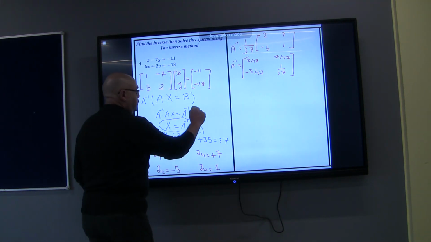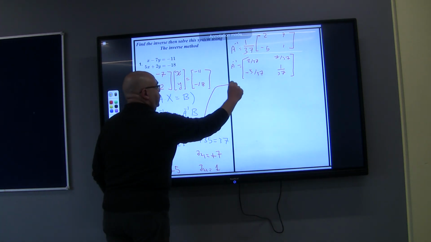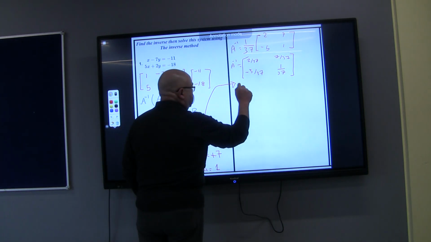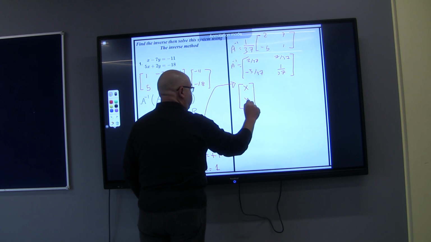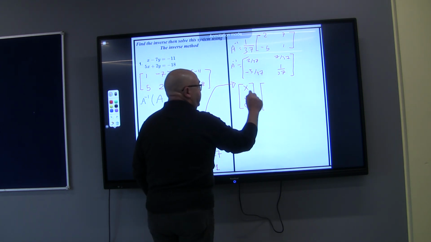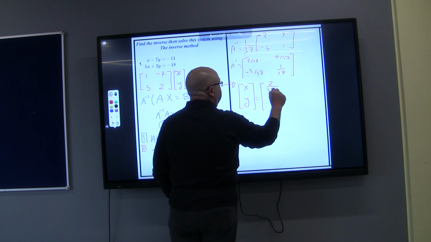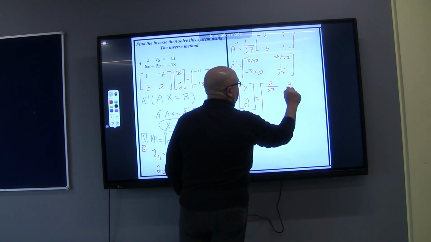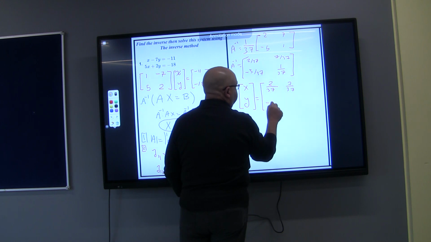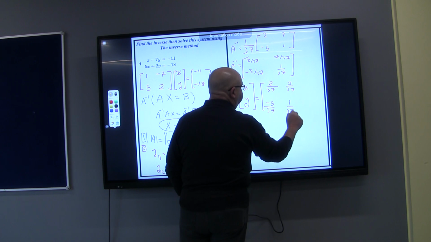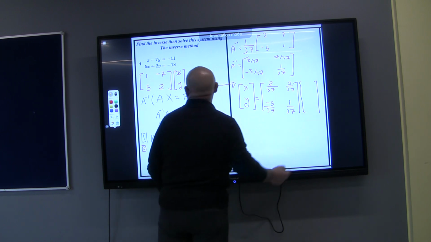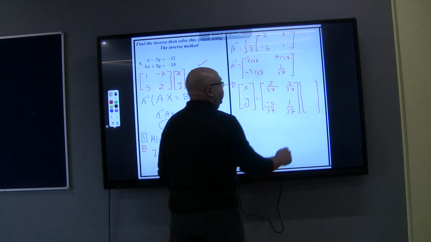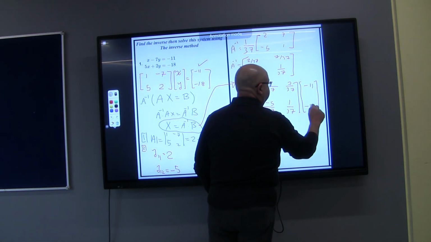In order to continue, I will start using this form. That's X, which is the unknown matrix, X and Y, will equal the inverse matrix, which is 2 over 37, 7 over 37. In a similar manner, negative 5 over 37, then 1 over 37, and all of this is multiplied by the result matrix, which is negative 11, then negative 18.